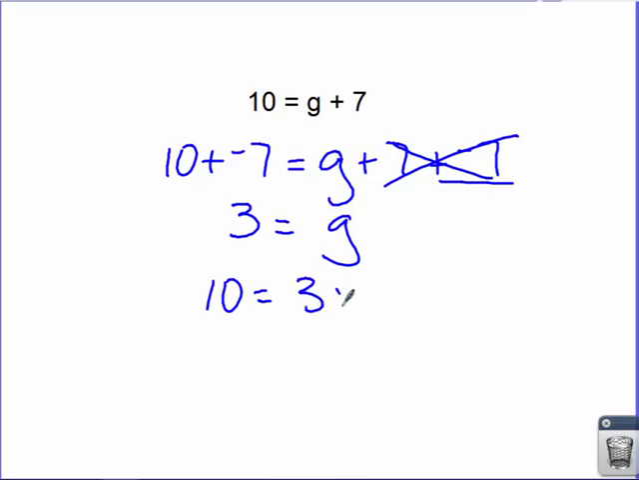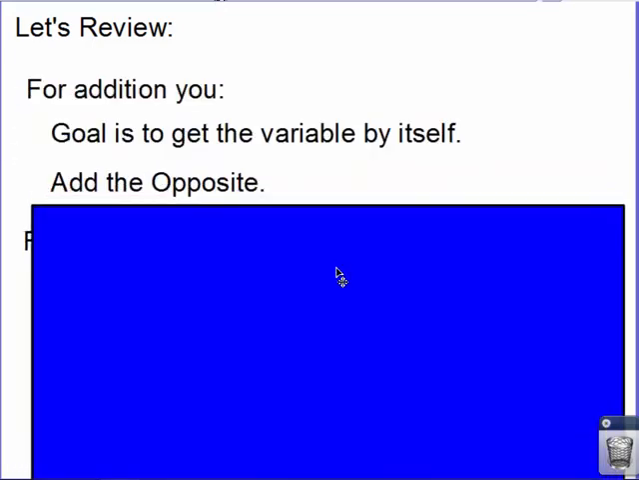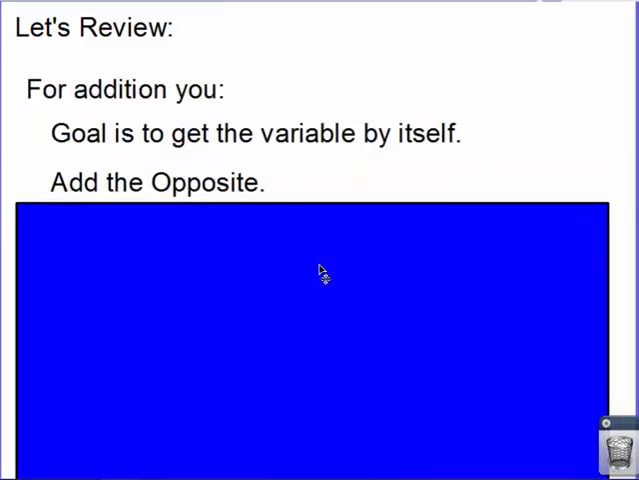10 is equal to 3 plus 7. Is that a true statement? Yes, it is. So let's review what we did with addition and subtraction equations. First off, for addition, you have a goal. Your goal is to get the variable by itself. How do I do that?